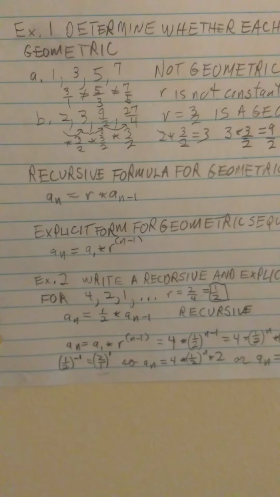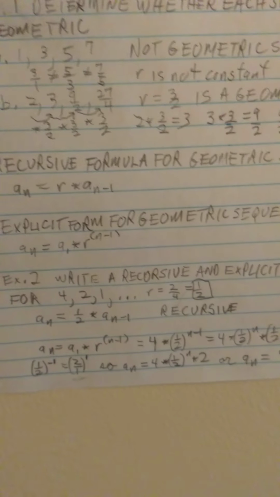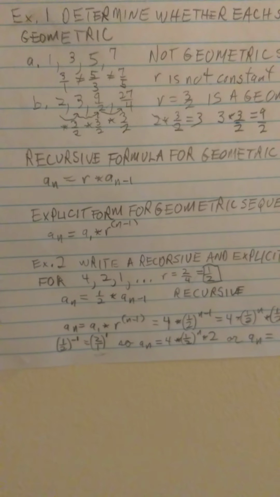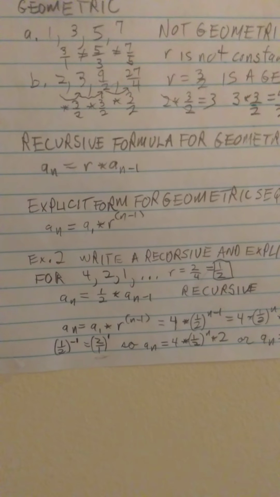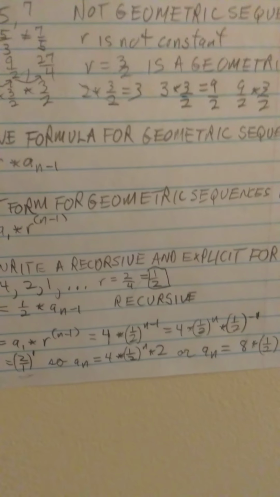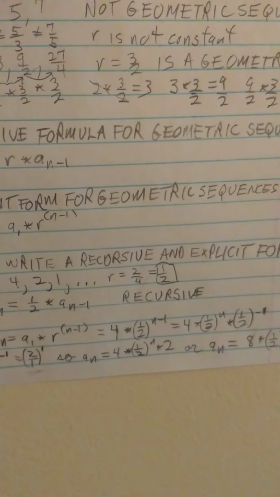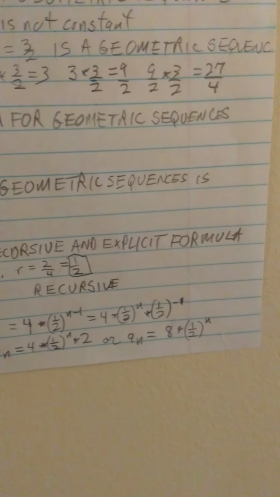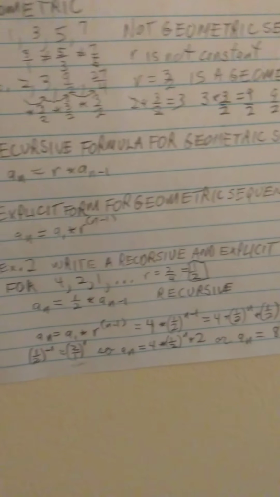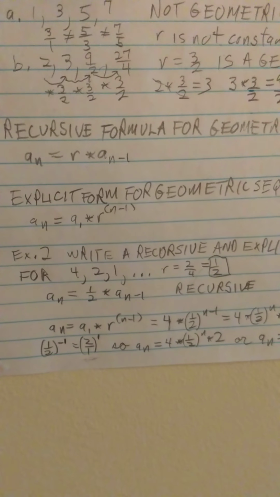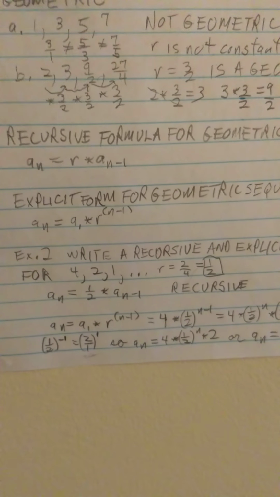So let's try it this way. 3 over 2, the second over the first, is 3 halves. But let's see if we can multiply 2 times 3 halves and get 3. Well, we can. The 2's cancel. Then if we take the second term, 3, times 3 halves, we get 9 halves, which is the third term. And if we take 9 halves, the third term, times our r, 3 halves, we get 27 fourths, which is the fourth term. So we see indeed it is a constant r equals 3 halves, making it a geometric sequence.